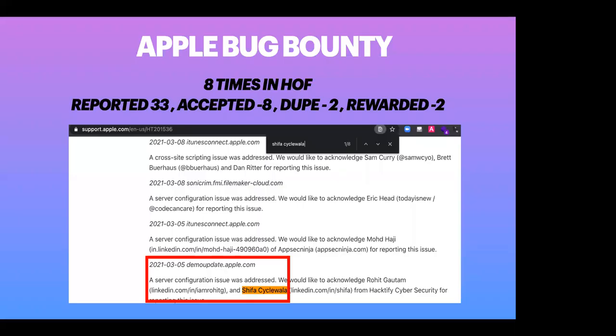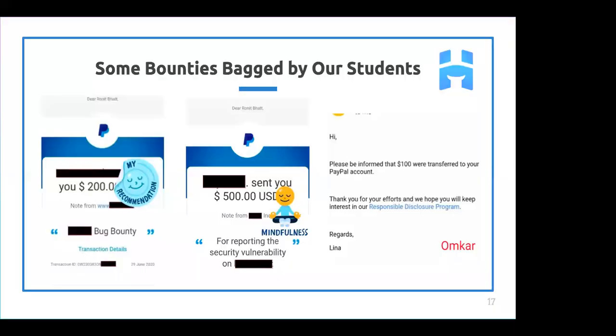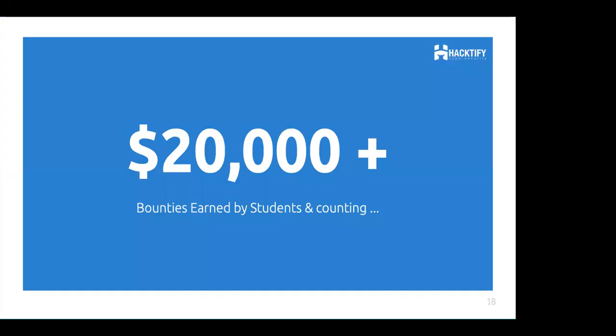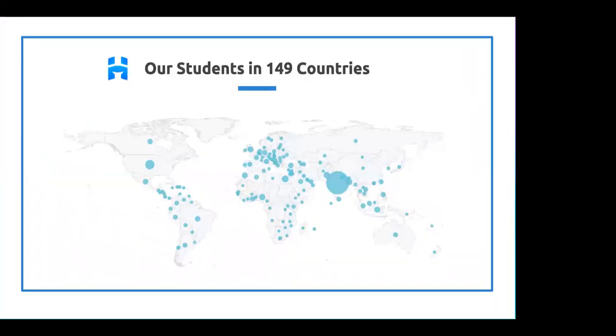Okay. So we identified vulnerabilities in Apple as well, as can be seen over here. We reported 33 of them, 8 accepted, 2 dupes, and 2 are rewarded. Some bounties backed by our students. So you can see students have got quick bounties as well. In total, $20,000 in bounties earned so far. This is the count that I have got. It could possibly be more. While making the slides, this was the official count.